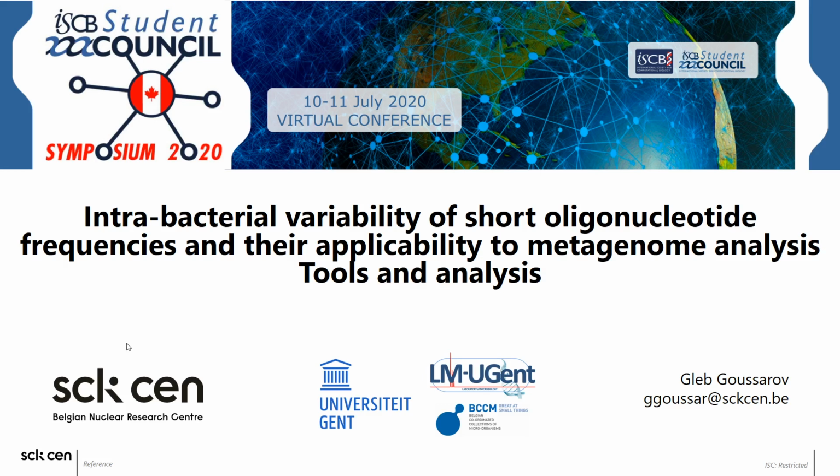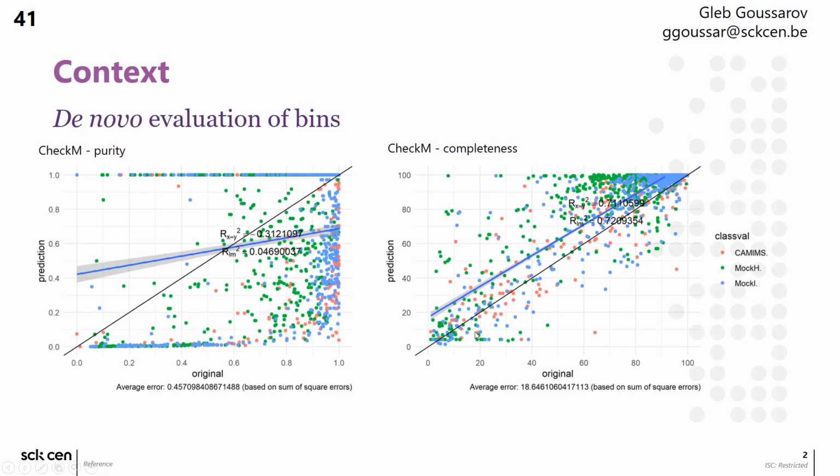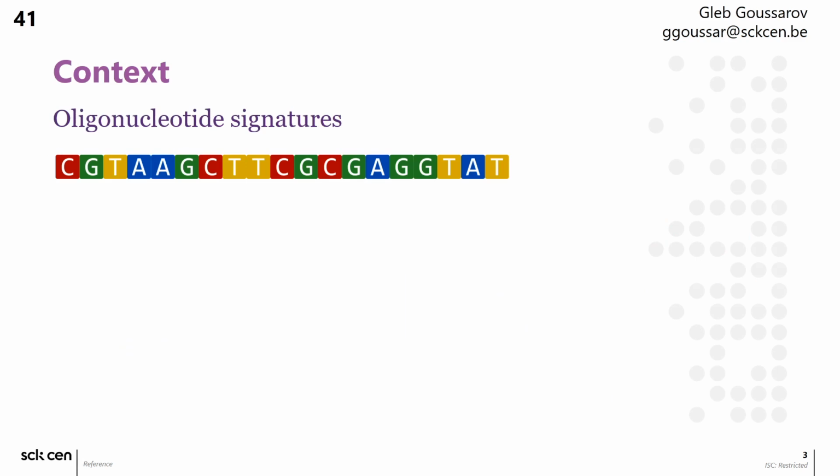Now I will present our project to use oligonucleotide frequencies to evaluate the quality of metagenomic bins. Let's begin with a bit of context. What you see on this slide is the predictive capability of the most commonly used tool to predict metagenome bin quality, a tool called CheckM, which relies on the presence or absence of universal marker genes. You can see that it is quite decent at predicting completeness and not that great at predicting purity, at least using our own datasets. So we wanted to try and see if we could use another approach.